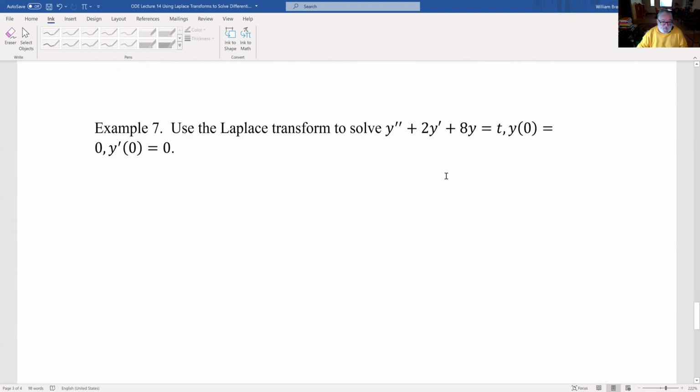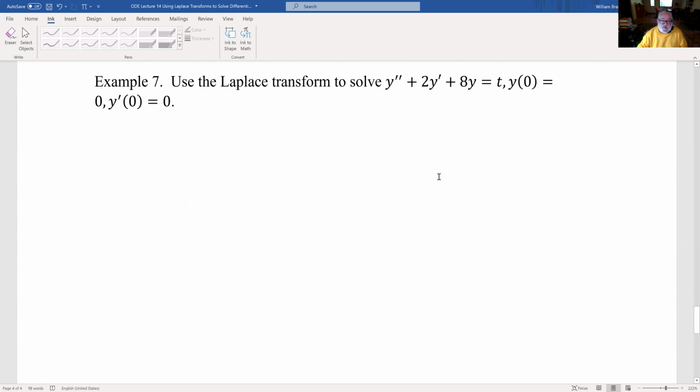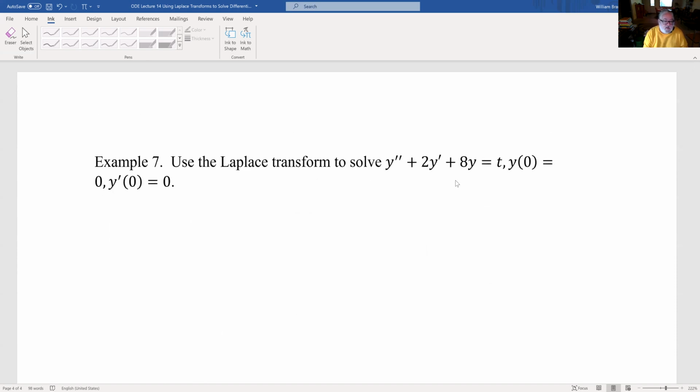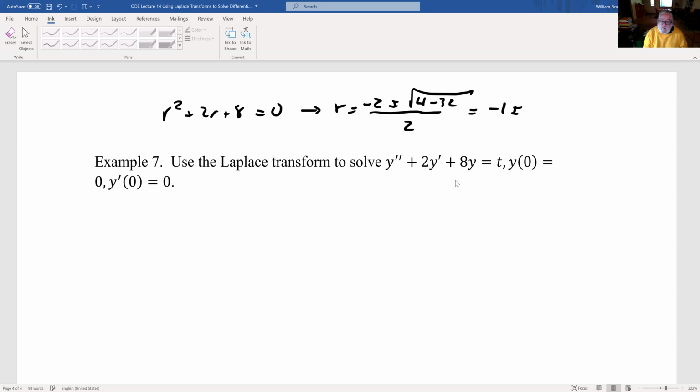Okay, two more examples, right? This is going to be our complex analysis one. Note that here, r squared plus 2r plus 8 is our characteristic equation, and so our eigenvalues are minus 1 plus or minus i root 7.